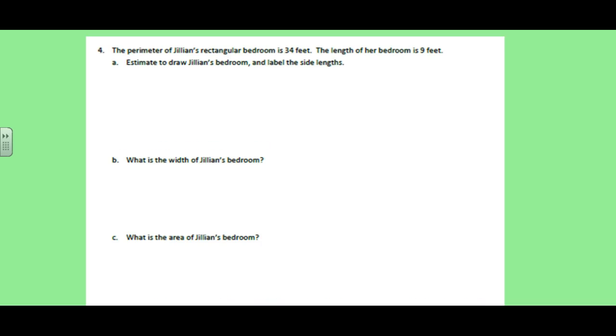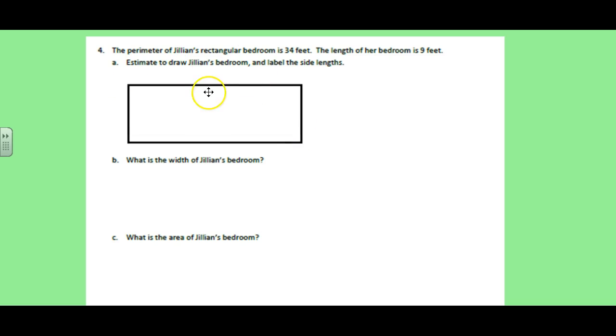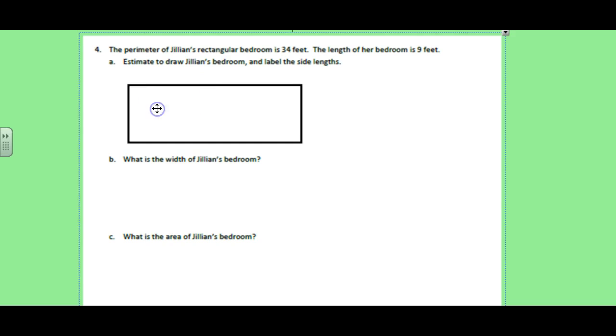Number 4 says the perimeter of Jillian's rectangular bedroom is 34 feet. The length of her bedroom is 9 feet, so we have to draw Jillian's bedroom and label the side lengths. So we've got a rectangular bedroom. We know that the perimeter, I'm going to put it on the inside here, you need to do this as well, is 34 feet. We know that one side length is going to be 9 feet, but we do not know what the other side length is going to be.